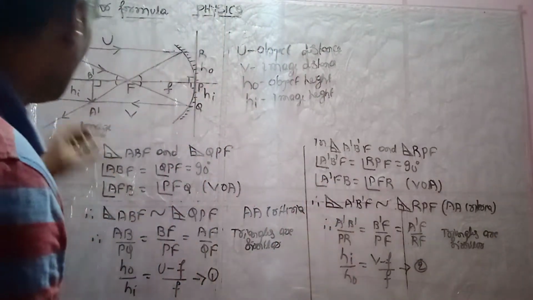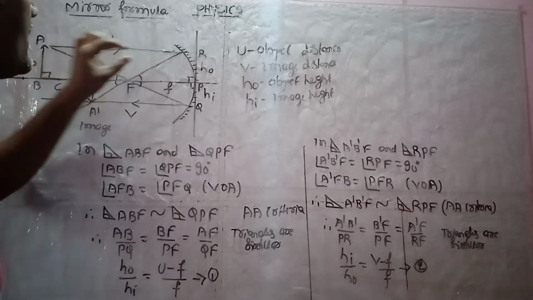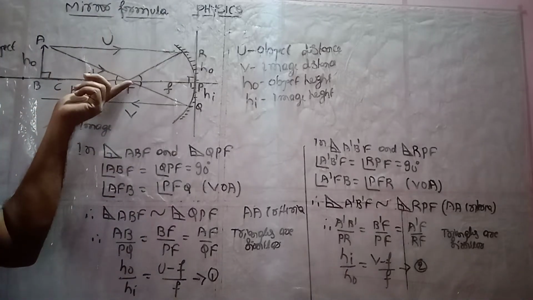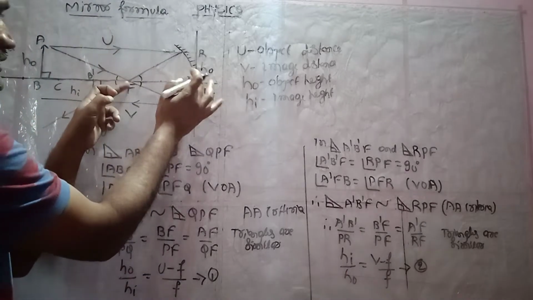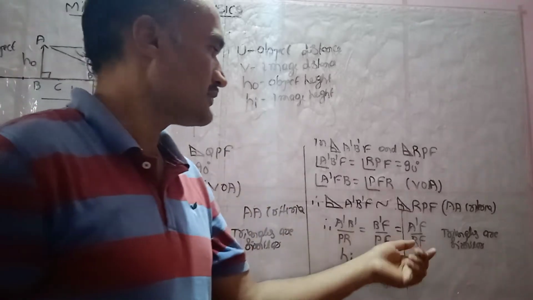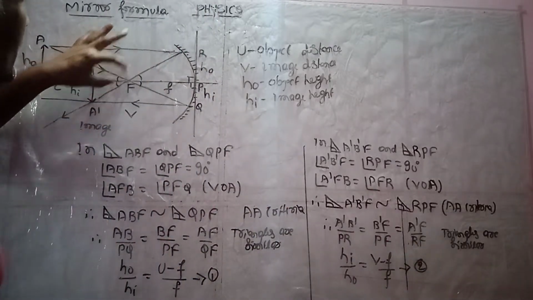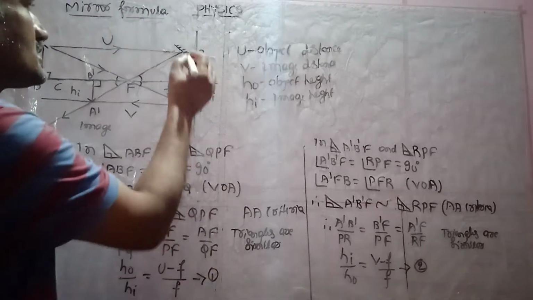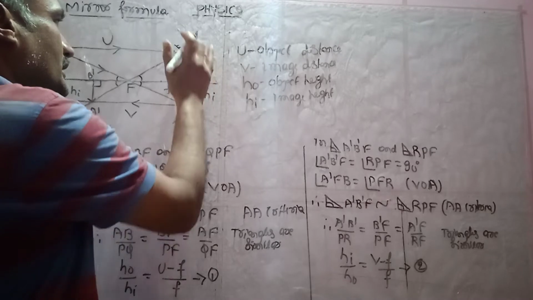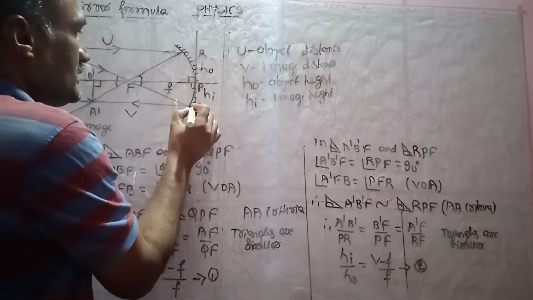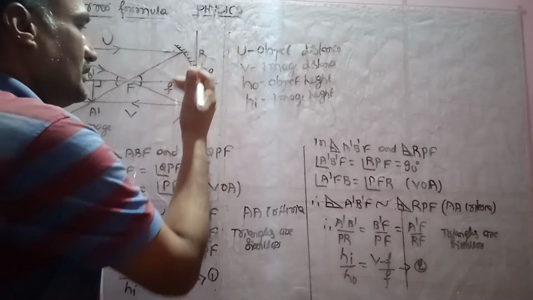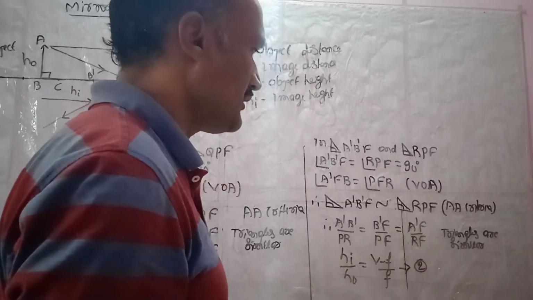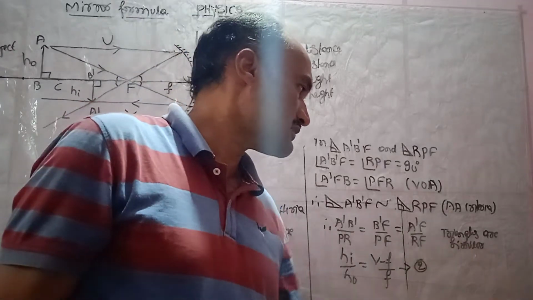So that is nothing but A dash B dash, its corresponding side is PR. PR is equal to this much length, B dash F, divided by this much length, that is PF, is equal to A dash F divided by this much length, RF. Actually this is mirror up to here. So this much length and this much length we can neglect, because this much and this much. So A dash F divided by RF. So we can say the triangles are similar.